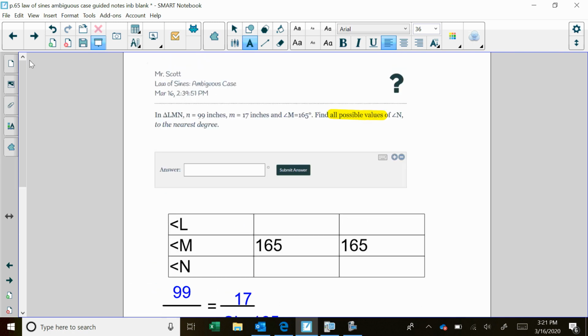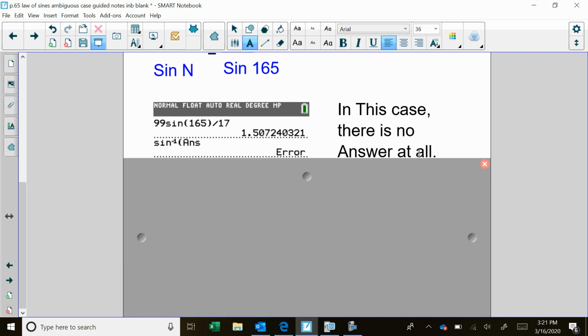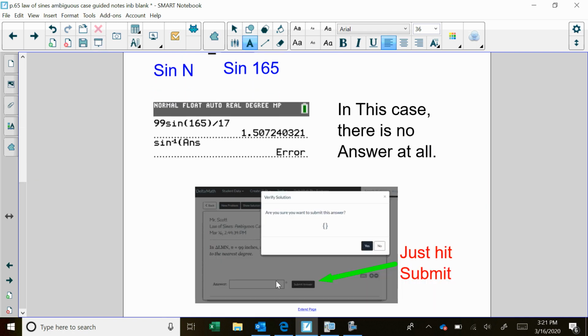So then the question becomes, how do I answer this Delta Math question if there's no answer at all for the problem? Well, I went and checked that out for you. If you actually leave the answer blank and just hit the submit button, you get the empty brackets right here. If you hit yes, you get a nice big green check mark and it's correct. So in the case that you have no answer at all, don't put an answer in the blank. Just hit the submit button and then hit yes, and it'll work out for you.